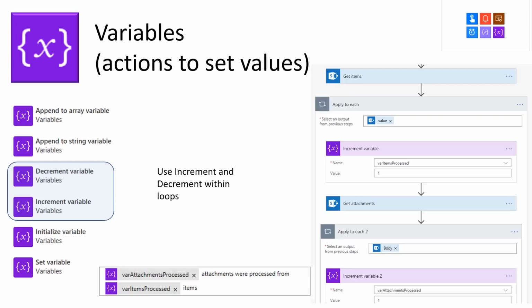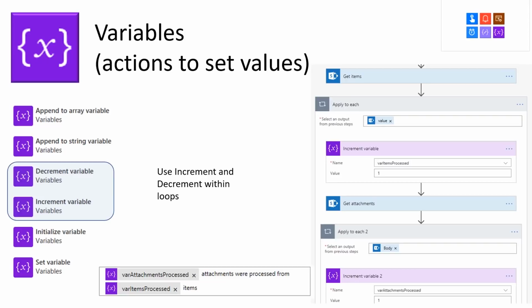In this case, what I'm trying to do is get attachments on each of the items in the list and basically put them into a document library as separate documents. So I want to get attachments, and of course there could be multiple attachments on each item, so that sets off another apply to each loop.